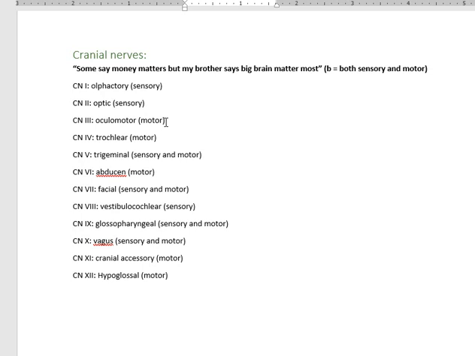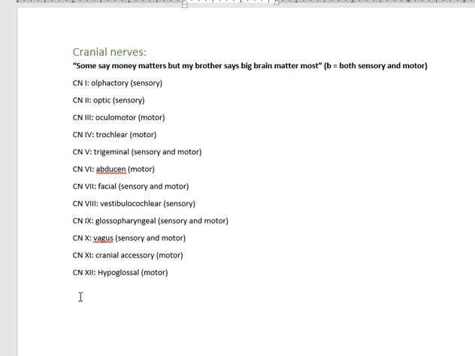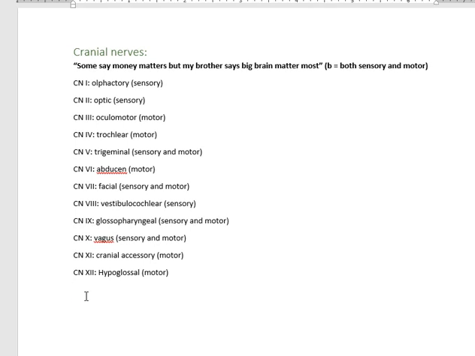Oculomotor nerve is motor. So you see that from the name, oculo, it implies that it will be in the eye. It's motor to the eye. The trochlear nerve still is motor to the eye. Now, we need to know that the motor nerves to the eye are summarized with a certain formula.